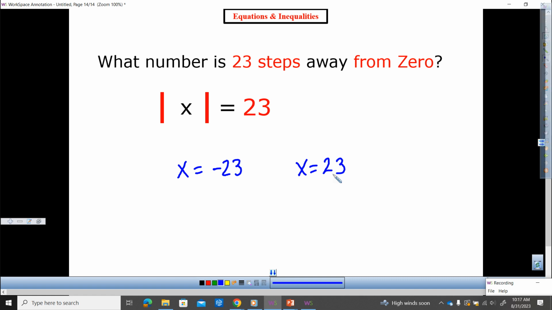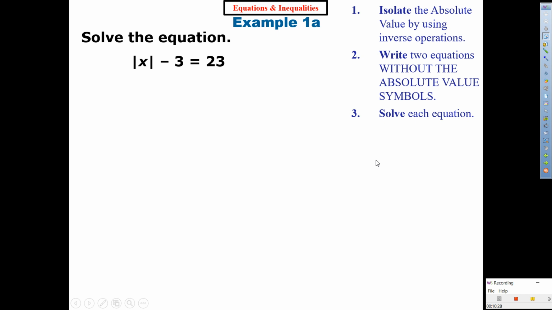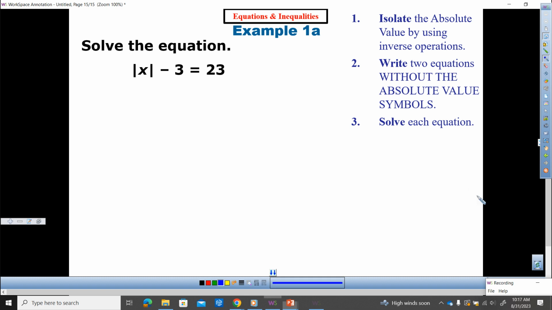All right. So with that said, that was a good intro. Are you guys remembering these, some of you? Copy this one, example 1a. It says, solve the equation, absolute value of x minus 3 equals 23. Line down the equal sign. We're going to do this one together. We're going to start slow.